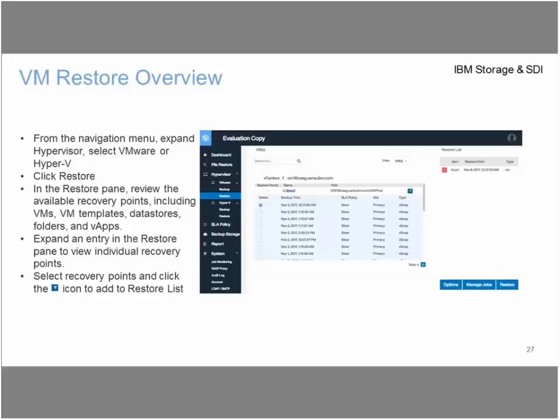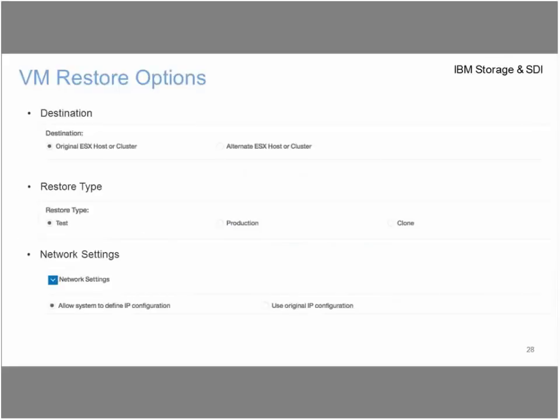I can then choose options, which lets me pick a variety of different things in terms of the restore. The first is where I want to perform the restore to. Do I want to restore right back to the original ESX host or cluster in a VMware environment, or the original Hyper-V server in a Hyper-V environment? Or do I want to pick a different virtual environment in which to perform this restore?